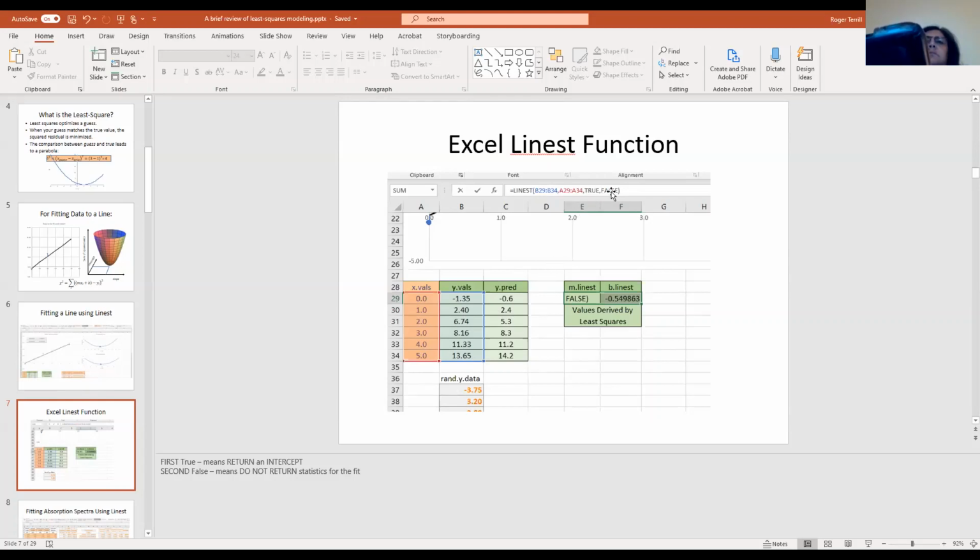And if you want statistics, you type true, or if you don't want statistics, you type false, and you close out with Shift Control Enter. You have to be editing up here and type Shift Control Enter, and then it will fill these two fields with the results of the LINEST calculation.